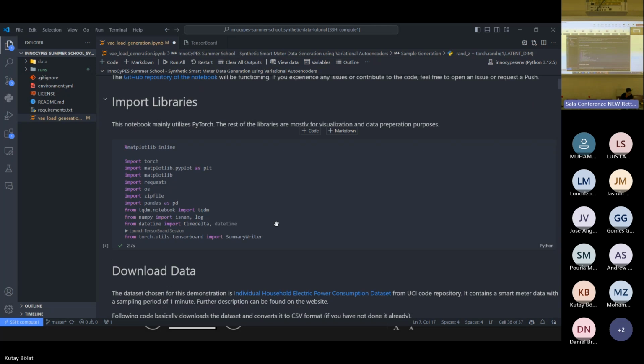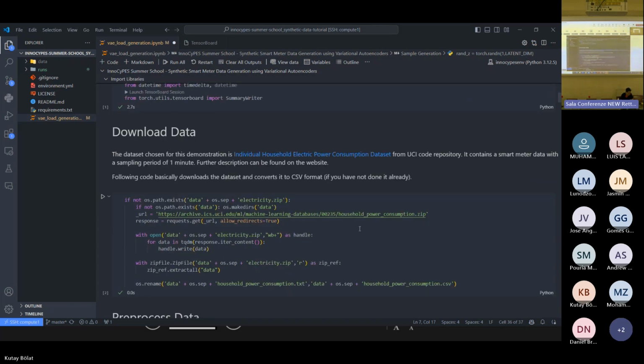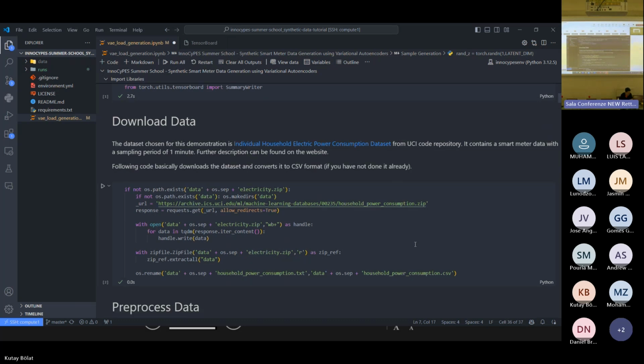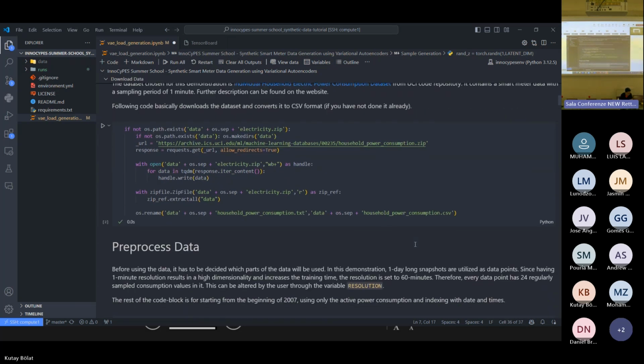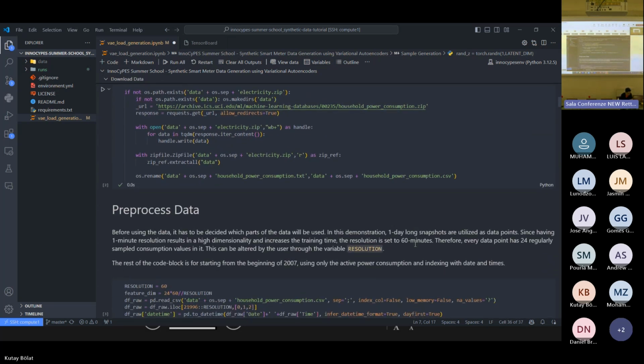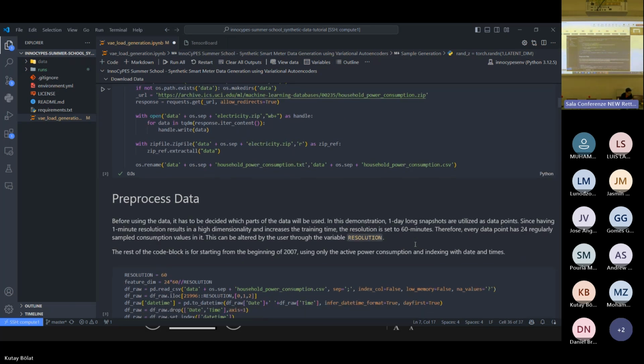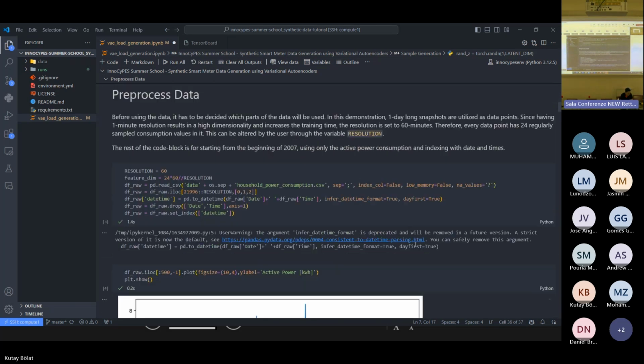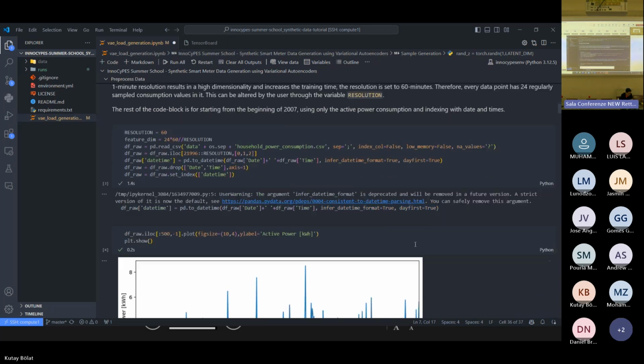So first, we have some libraries. It's not important. We download the data from this UCI machine learning data repository. There's a household power consumption data set there. It's not a super good data set, but still it's nice to showcase things. We first pre-process the data. It's like the profiling part.